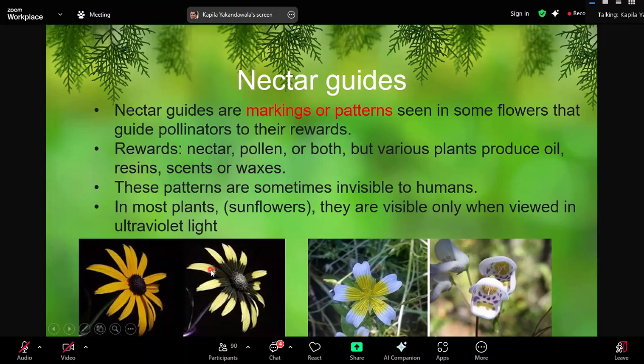So butterflies and bees can focus their movement towards the flower because of these guides. So the guides are markings or patterns in flowers to guide pollinators. Then what will be the reward? Sometimes the pollinator can get pollen, or sometimes they can get nectar, sometimes they can get resin from the flower. Different rewards may be present, as you can see here.